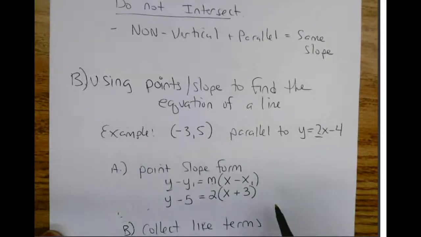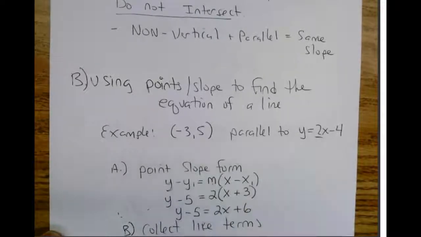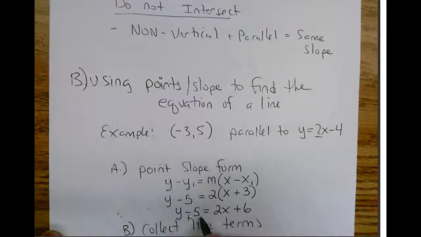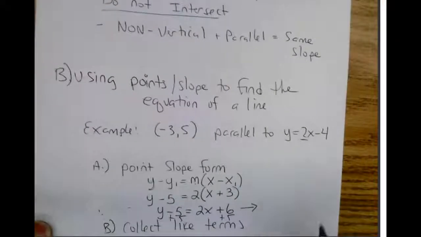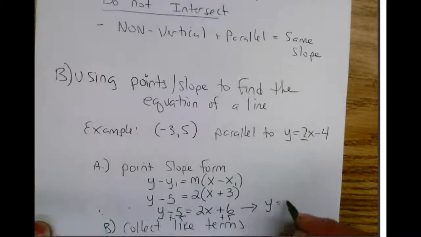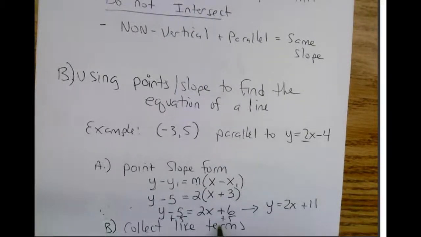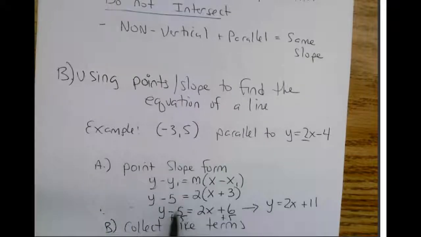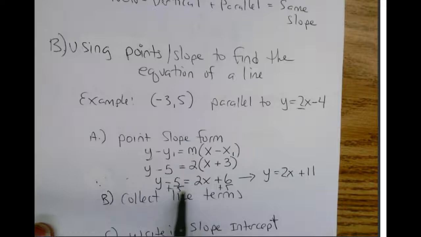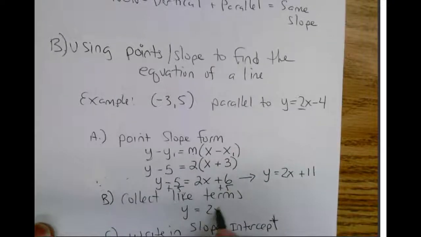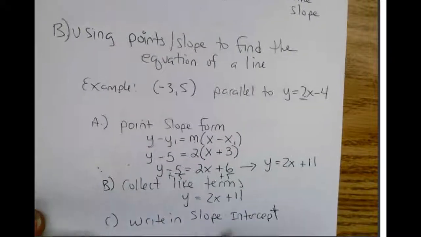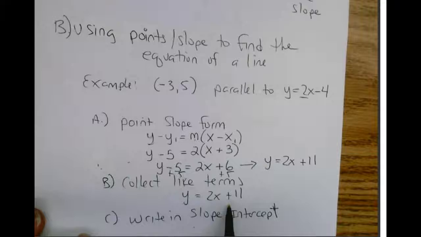Then we use the distributive property: y minus 5 equals 2x plus 6. Then we add 5 to both sides, so we get y equals 2x plus 11. We've collected our like terms. So we started with point-slope form, then added 5 to both sides, and also did the distributive property, running the 2 through. We got this answer, y equals 2x plus 11, and that's in slope-intercept form, and that works well. That's how you do that.